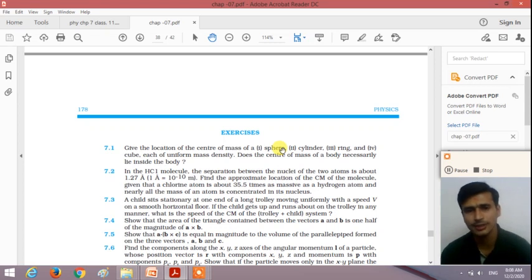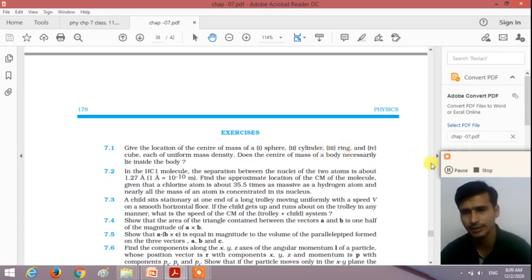But if we consider the ring, the center of mass of the ring is at the geometrical center, but it is outside the matter. So it is not necessary that the center of mass of a body is inside the body. It may be outside the matter. It may be outside the body.